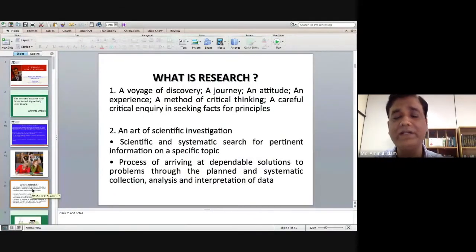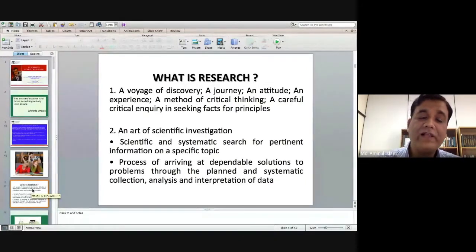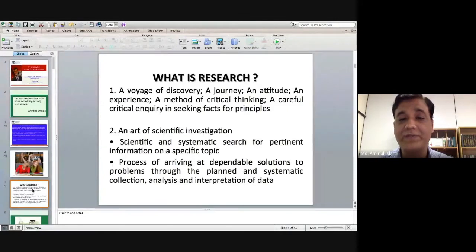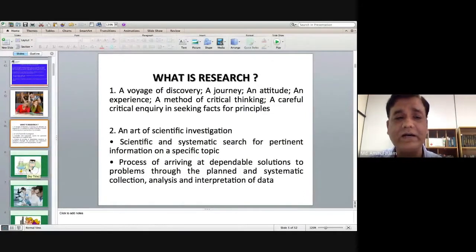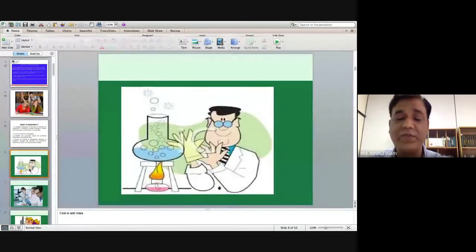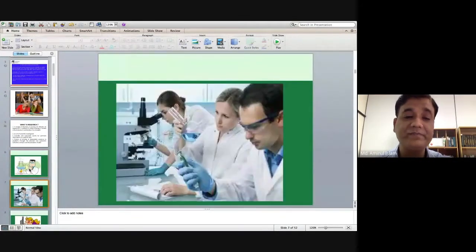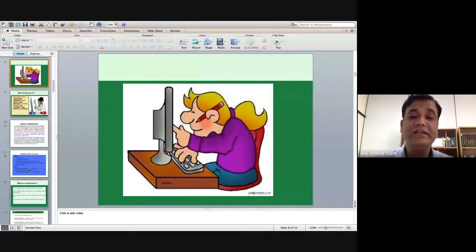Research in simple terms is defined in many different ways. I have compiled a few of the definitions for you, and I'm very sure you are all familiar with them. Research could be a voice of discovery, a journey, an attitude, an experience, a method of critical thinking, a careful critical inquiry in seeking the facts of principles. And in a scientific way, we say it is a scientific and systematic search for pertinent information on a specific topic, to arrive at a dependable solution. There are many different definitions of research in there. This is what we see for science people. In science and engineering, the research usually looks like that.